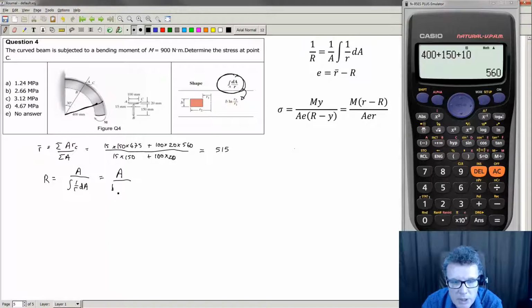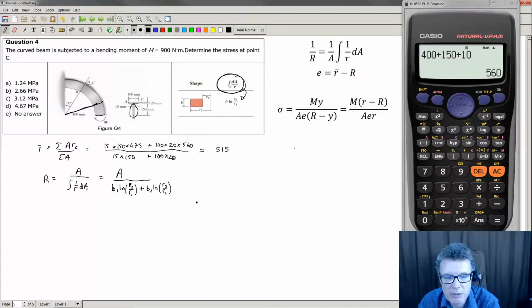So I've got B1 natural log R2 over R1, which would be for the lower section, plus B2 natural log R3 over R2.